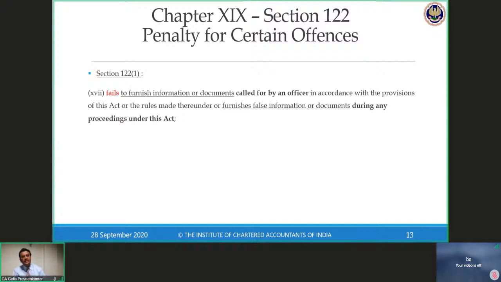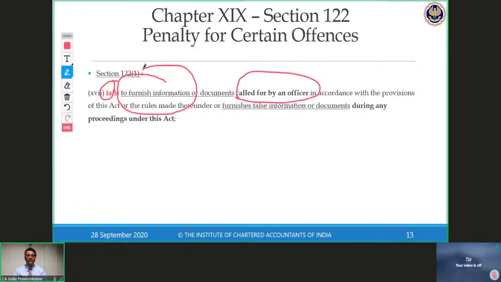Next, fails to furnish information or documents called for by an officer. This I link with the section dealing with your summons. Wherever a summons is issued, or wherever there is an inquiry or any information called for by an officer, and I fail to furnish that information. So please keep in mind, wherever a notice is received from a department, it is the responsibility of the taxable person to attend to that particular notice. Though information was called for, if I have not responded to that notice, then under this particular provision, I will be held penally.